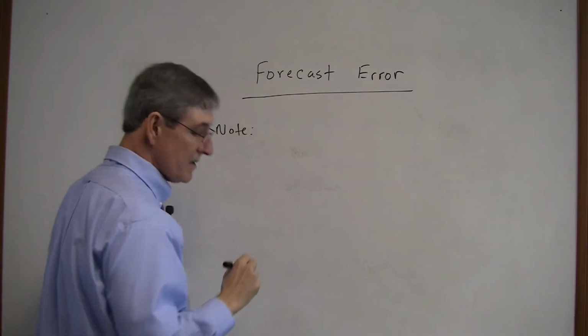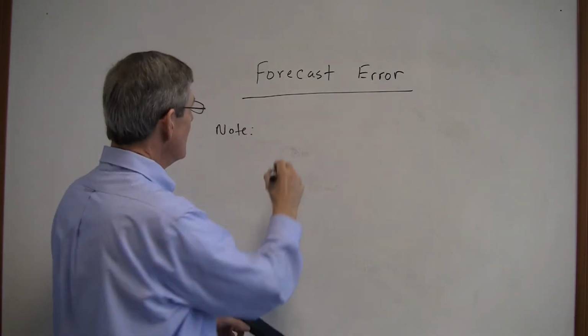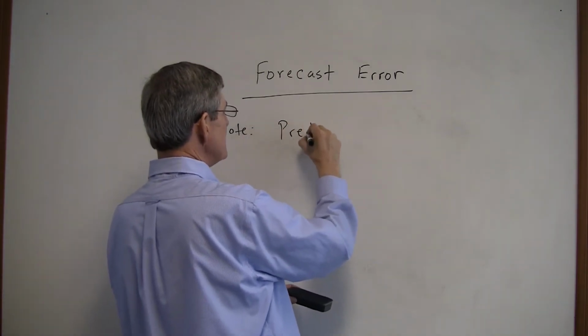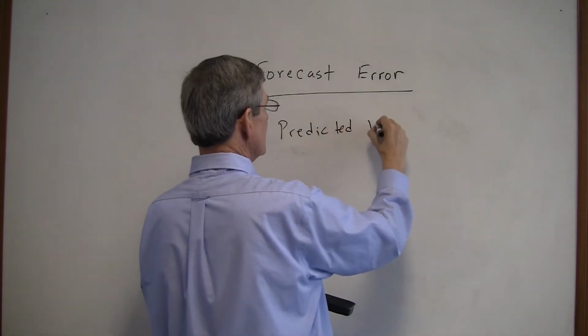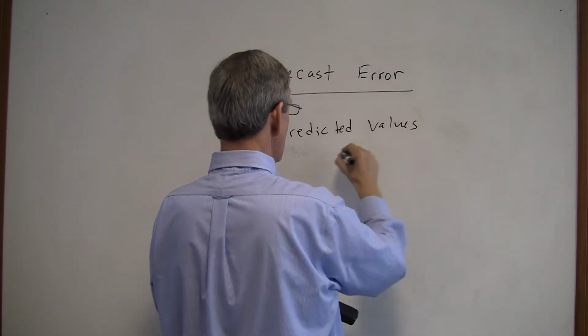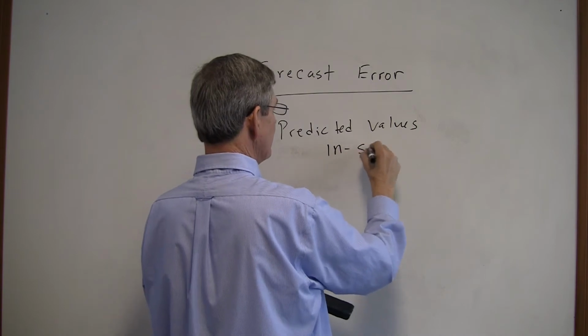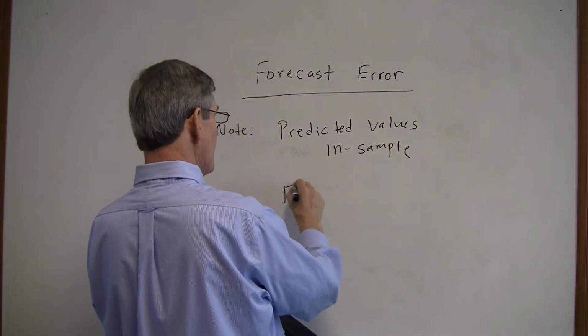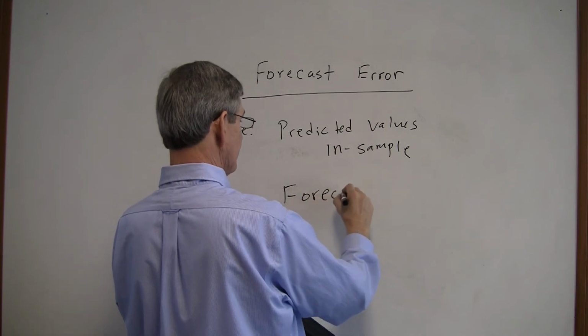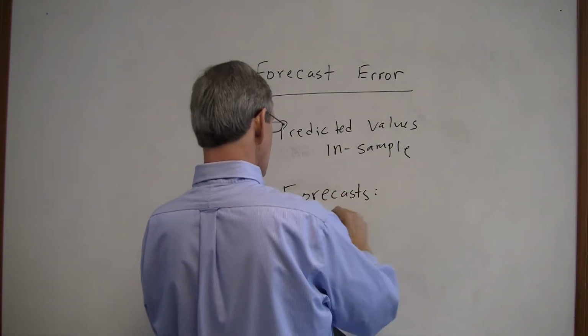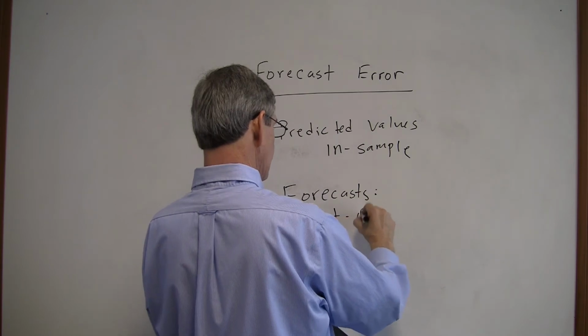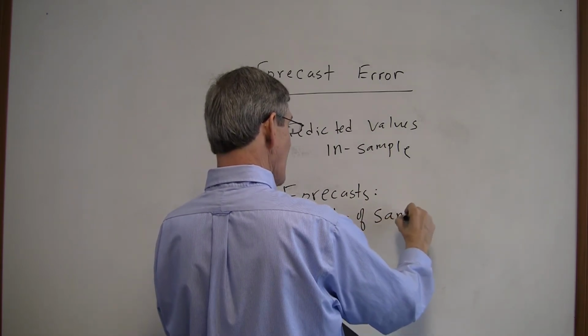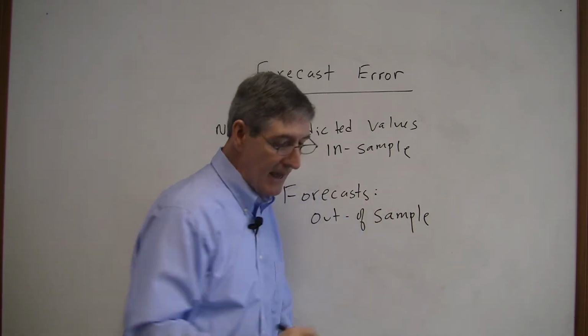This is just a terminology note. When we talk about predicted values, those are in sample. When we talk about forecasts, those are out of sample. What we just talked about were out of sample forecasts.